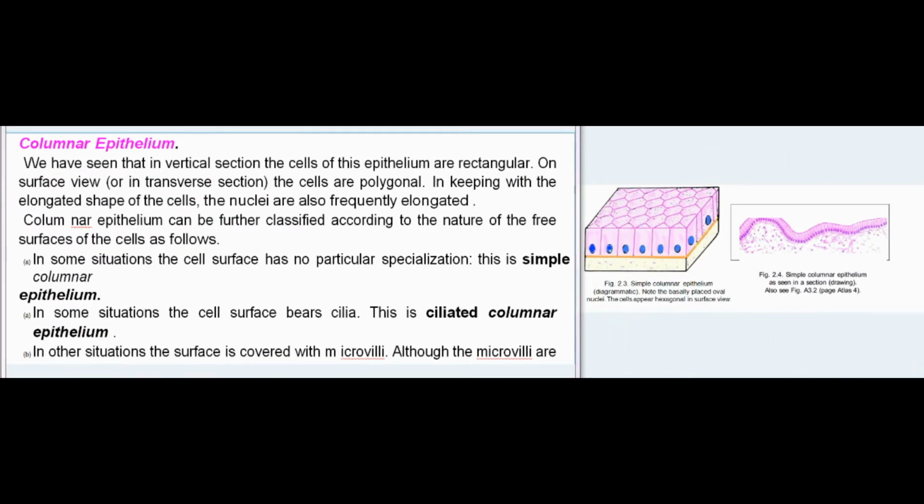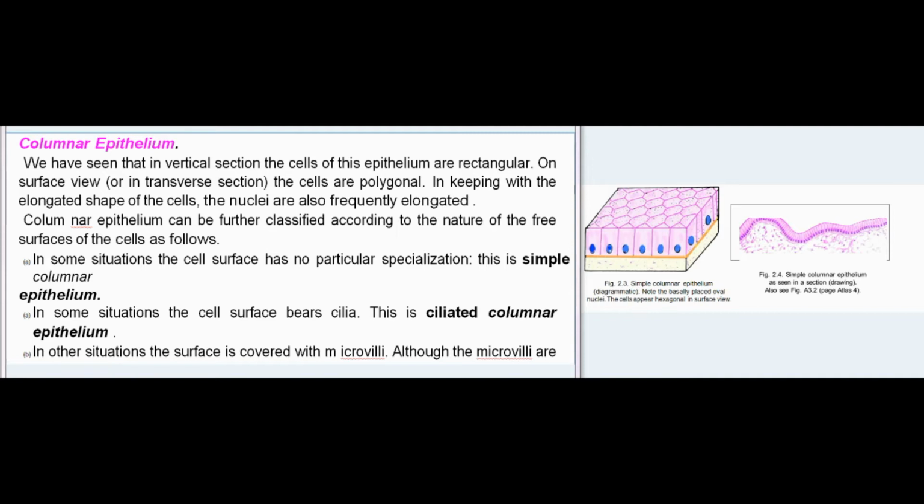Columnar epithelium. It is seen that in vertical section the cells of this epithelium are rectangular. On surface view, or in transverse section, the cells are polygonal. In keeping with the elongated shape of the cells, the nuclei are also frequently elongated. Columnar epithelium can be further classified according to the nature of the free surfaces of the cells as follows.